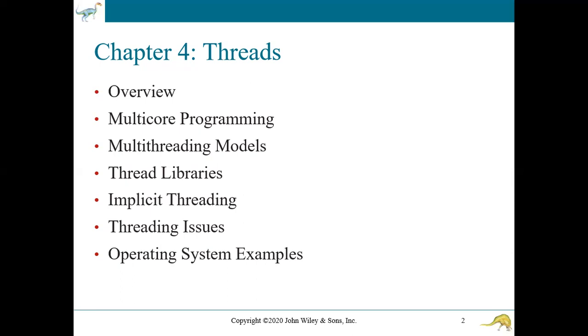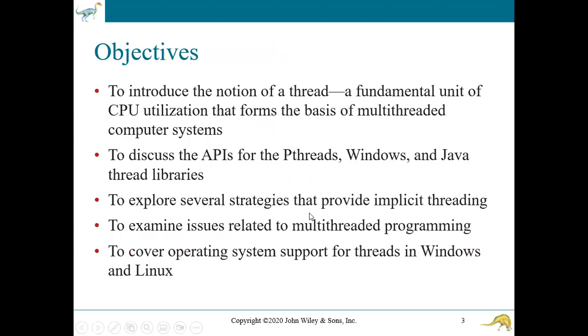So multi-threading models, thread libraries, the already available thread libraries, implicit threading, so implicitly you will be able to enable the threading. Then threading issues, what kind of issues you have. So these are the topics for today, right? We'll look at operating system examples.